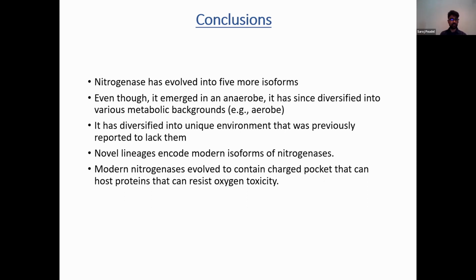So with that, what I've shown today is that nitrogenase, since its emergence, has 5 more isoforms, ANF, VNF, and then A, B, C, D for NIF itself, right? And even though it emerged really early in anaerobic settings, it has diversified into aerobes and other metabolic backgrounds. And I also showed that it's not only found in moderate temperature environments, but we have been starting to see it in really cold temperatures. And the taxonomic distribution that I showed indicates that we can see nitrogenase in Neophilum as well.